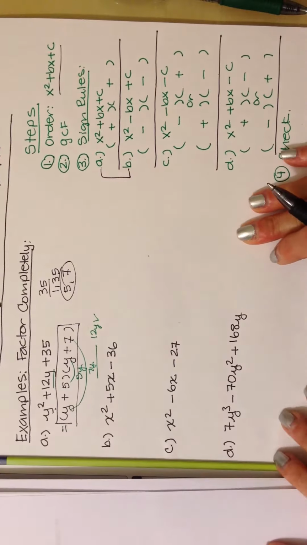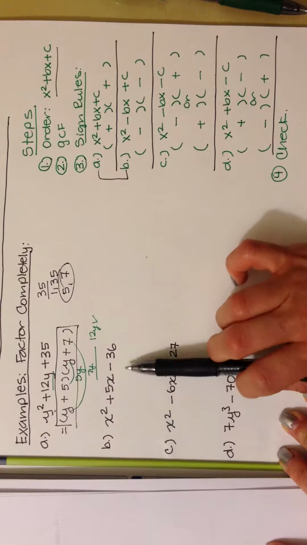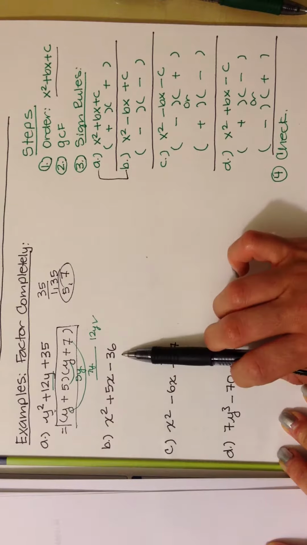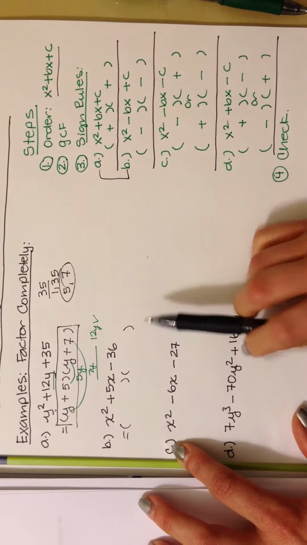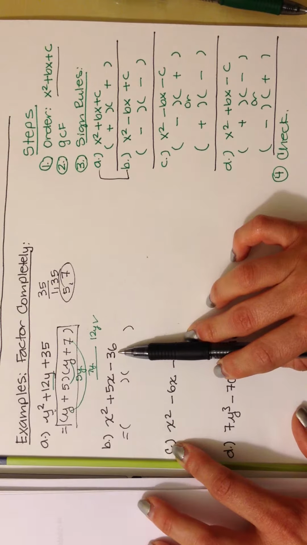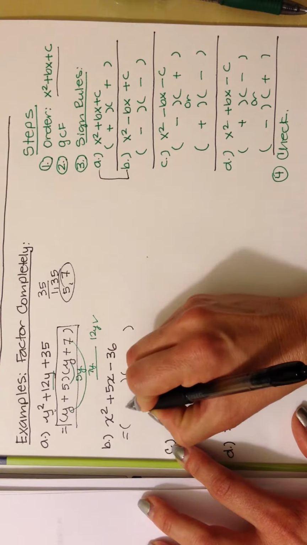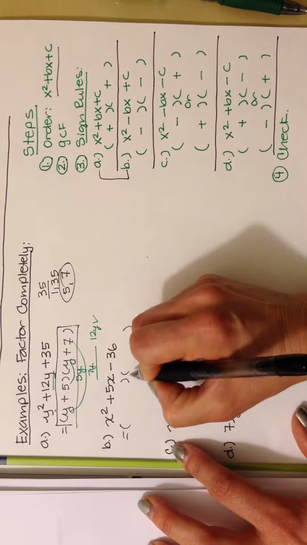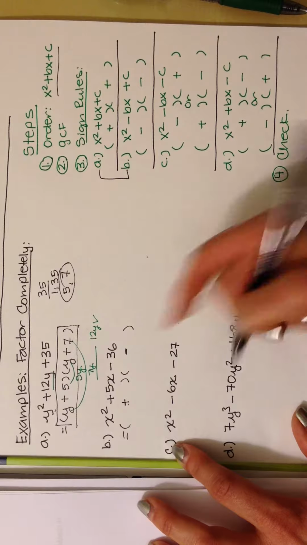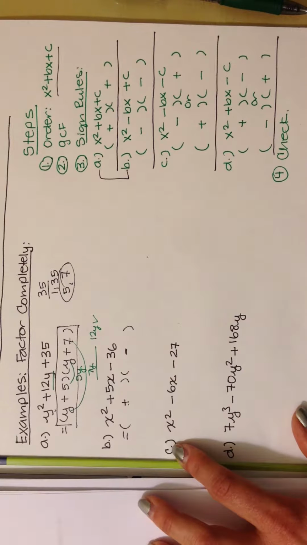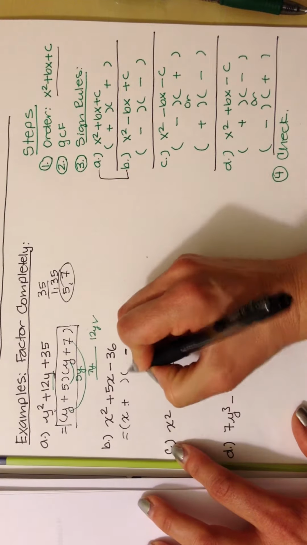Next, we have x squared plus 5x minus 36. The order is correct. There's no GCF, so then we write 2 parentheses. Since the last term is negative, we have opposite signs in the parentheses. I don't know if I should write plus or minus first, so you can just write plus here, minus here, and then we can figure out what numbers will be positive and which one will be negative. But to get x squared, it should be x and x.